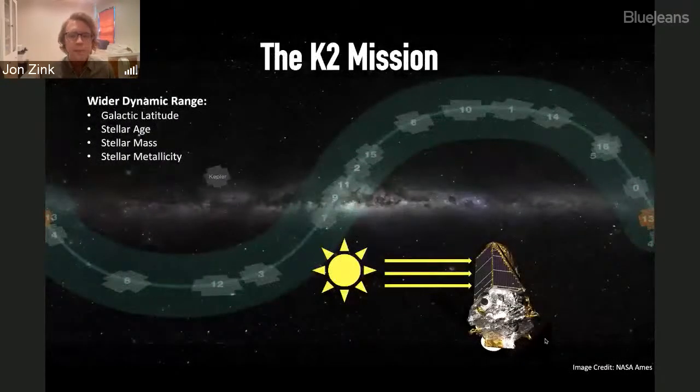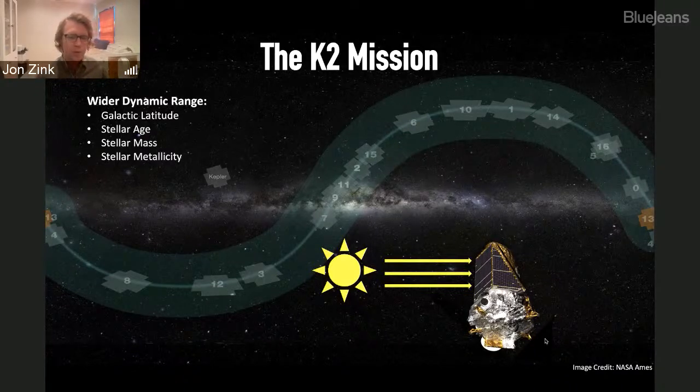So upon a malfunction on the Kepler spacecraft, the K2 mission was born. And this mission was really quite wonderful because instead of staring at one patch of the sky, it looked at 18 different fields across the ecliptic. And this gave us a much wider range of galactic latitudes, stellar ages, stellar masses, and stellar metallicities. So we could really see how these different stellar parameters played into planet formation and therefore planet occurrence.